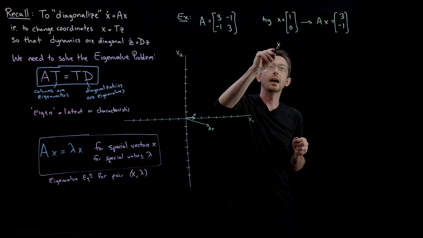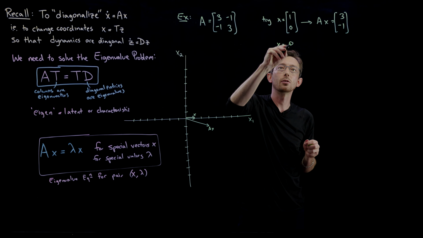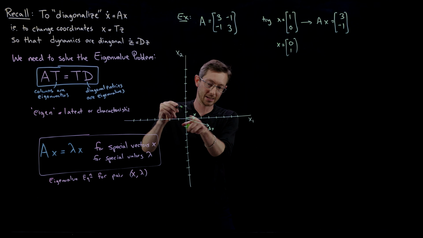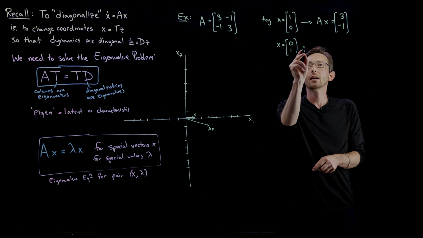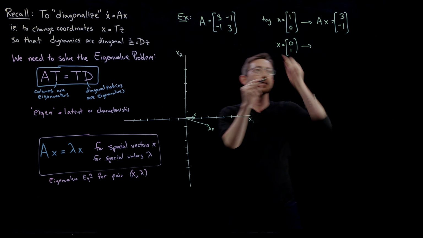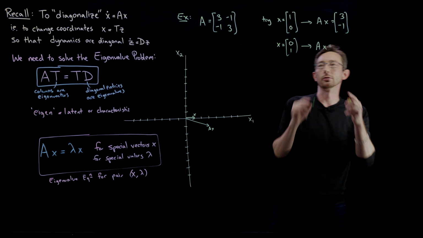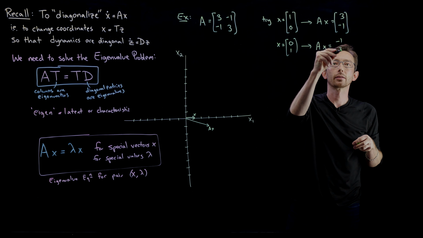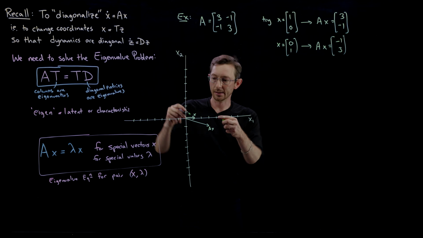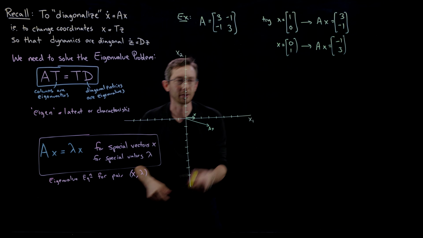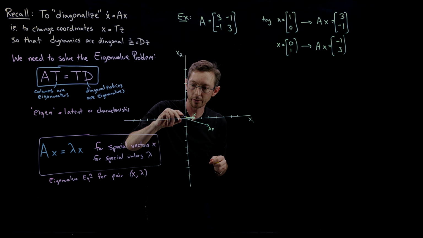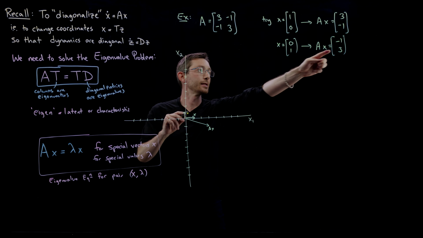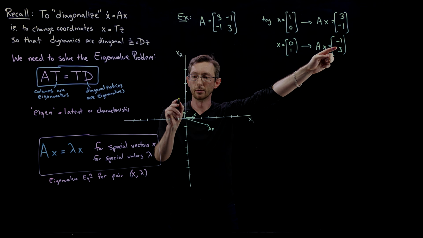Let me try one other example just to illustrate. Let's try x equals [0, 1]. So now instead of pointing in the x1 direction, it'll point in the x2 direction. Again, I can multiply this by A, and I get Ax equals [-1, 3]. So that's negative 1, 3. I'll pick a different color here, I'll just do yellow.